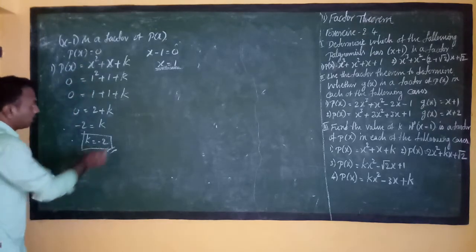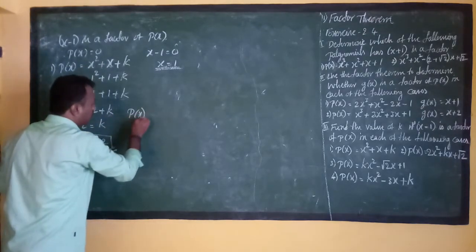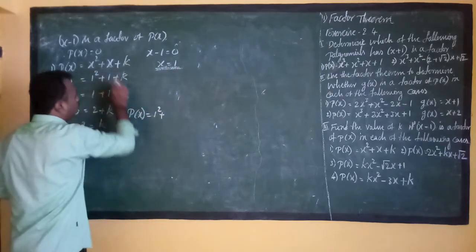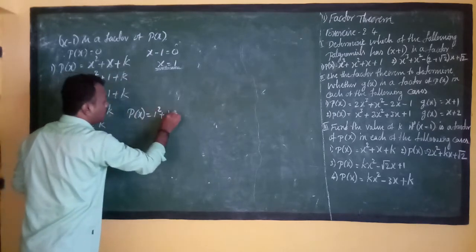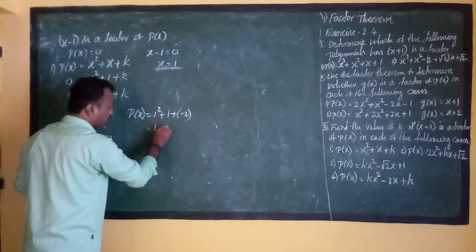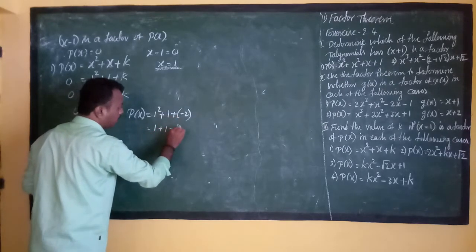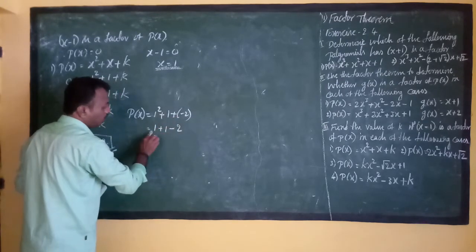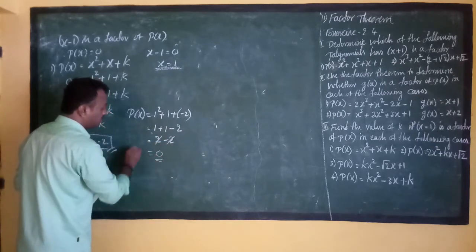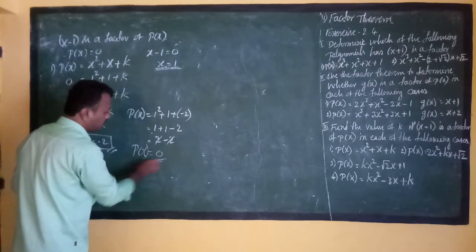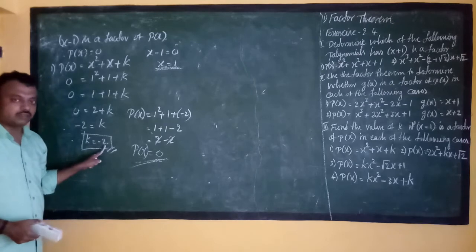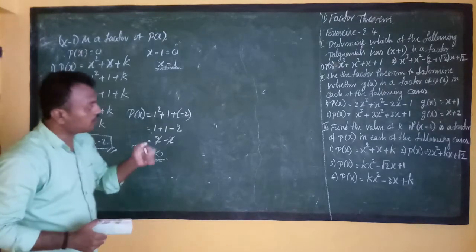Let us check it. P of x is equal to x square, which means 1 square, plus 1 plus k, which means minus 2. 1 square is 1, plus 1, plus 1 into minus 2. 1 plus 1 is 2, minus 2, they cancel, and it becomes 0. Here students, p of x becomes exactly 0. Therefore the k value is exactly equal to minus 2. Okay students, next question number 2.